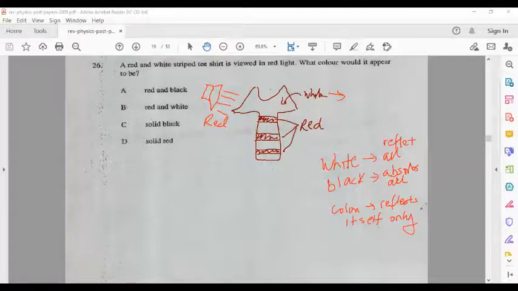Okay, so the white parts are going to reflect the red light back, so it's going to look red. And the red parts will reflect its color as well, so it will look red. So both parts of the shirt, the white parts and the red parts, will look red. So the shirt will look completely red, solid red.